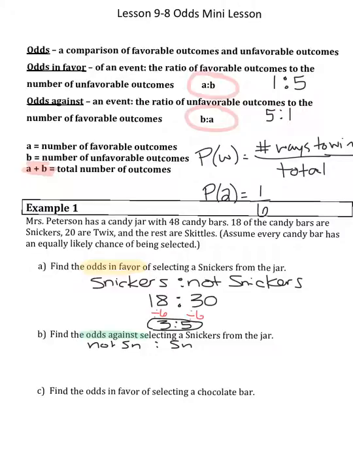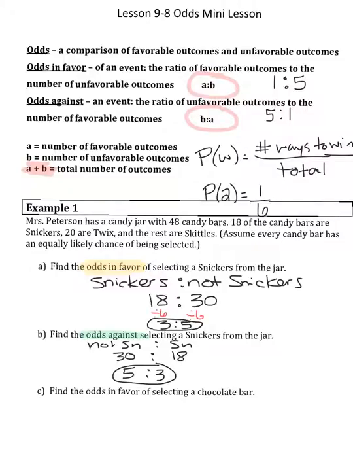Or how many are not Snickers bars? 30. There are 30 that are other candy bars. How many are Snickers? 18. If it says the odds against, you put the number of items that are against getting what you want first. That reduces to 5/3. You don't really need to start with the 30 to 18 if you recognize that it's just the opposite of what we did in A, you could just reverse your answer right there.